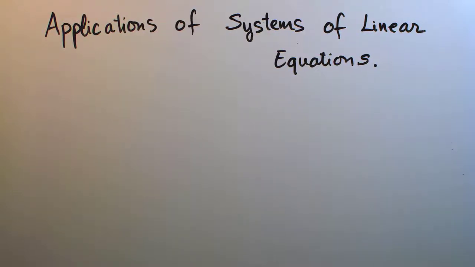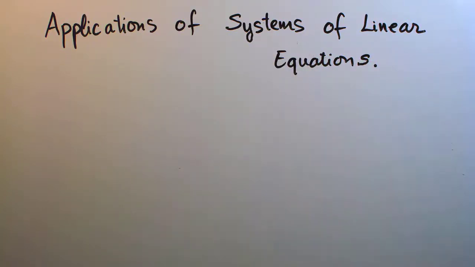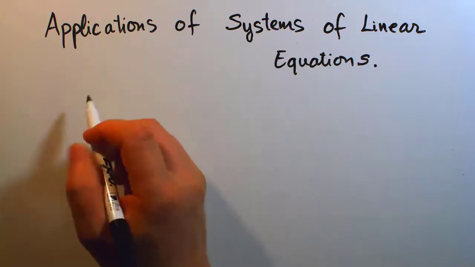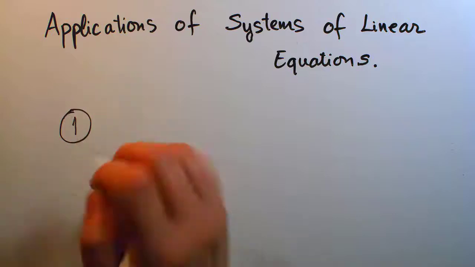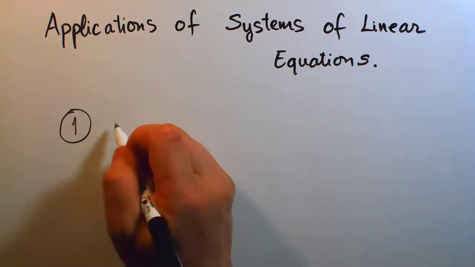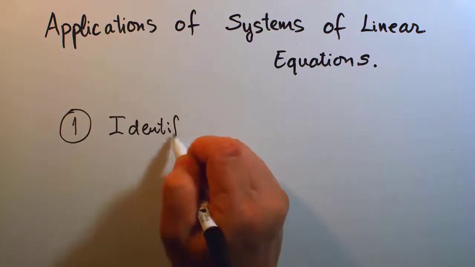So when it comes to applying our understanding of systems of linear equations into solving real-world application problems, including our business application problems, then there are a few guidelines that we can follow. In my experience, it is always best and the first priority to be able to identify the variables.